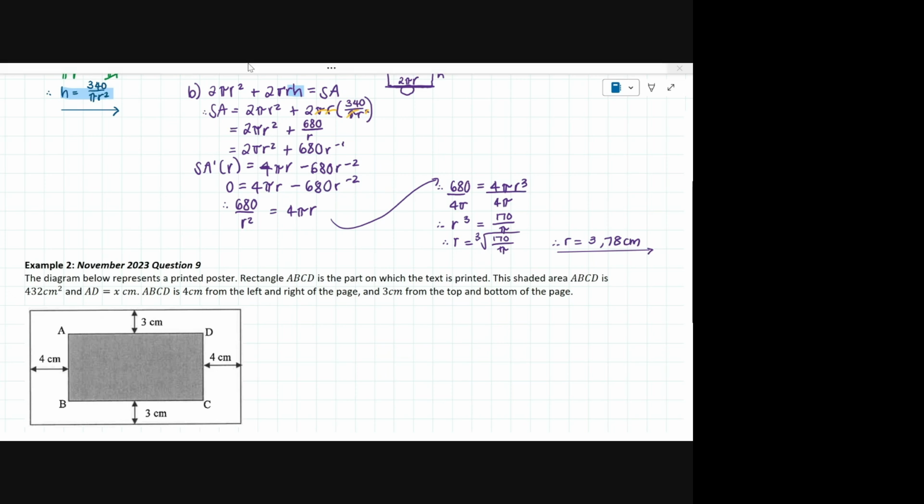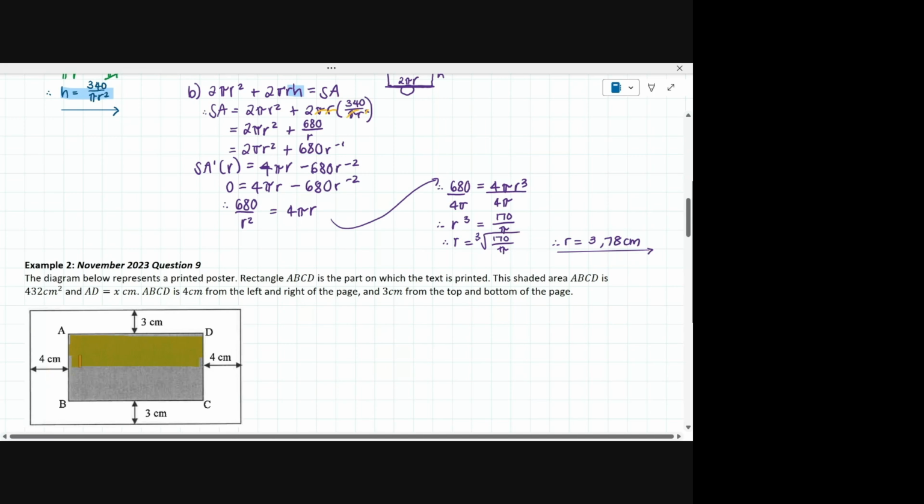Alrighty, so first things first, we were told that the shaded area is 432 centimeters squared. So this area in the middle here, there's the area in the middle. This is the 432 centimeters squared.